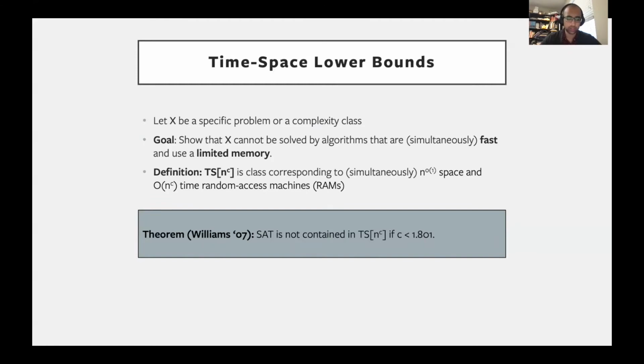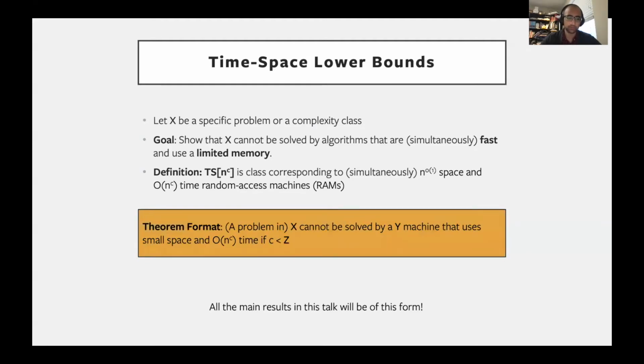And the reason I wanted to bring this theorem up now is because all our results are going to be more or less of this form. They're going to be of the form: a problem in X, where X is some complexity class, cannot be solved by a Y machine. Y is going to specify the computational model that uses small space and O of n to the C time if C is smaller than Z. Z is going to be some constant like 1.801.